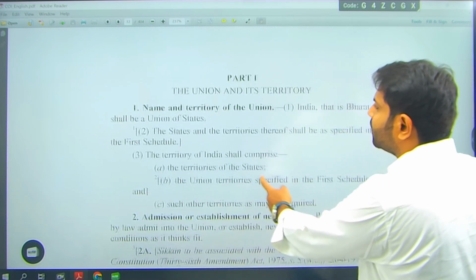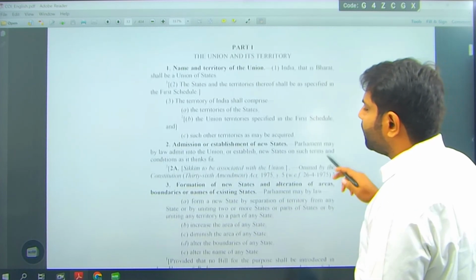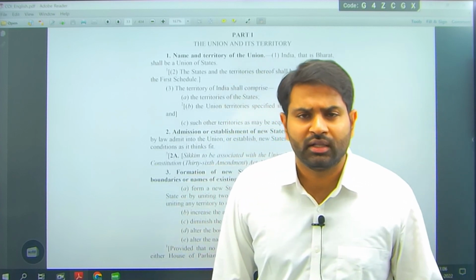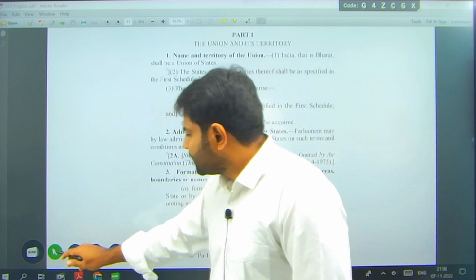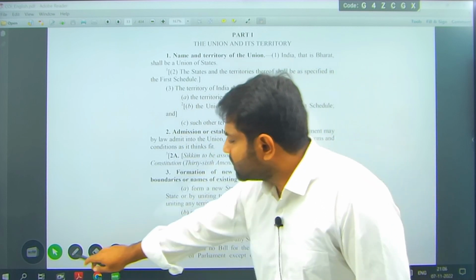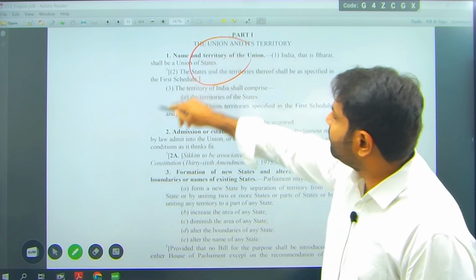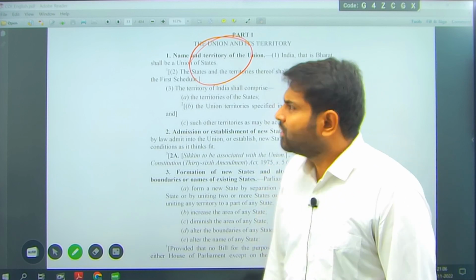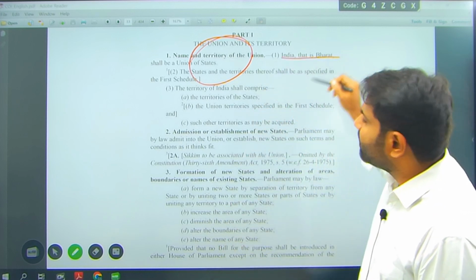So, now I am getting into articles. Very important articles. I will only focus on important articles. I want you to write all those articles, right? The first article is all about the name and territory of the Union. In the first part, we have the first article, name and territory. What is the name of India?